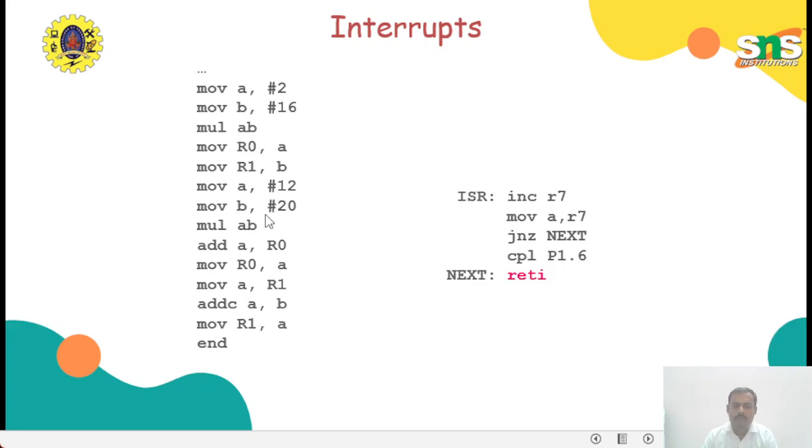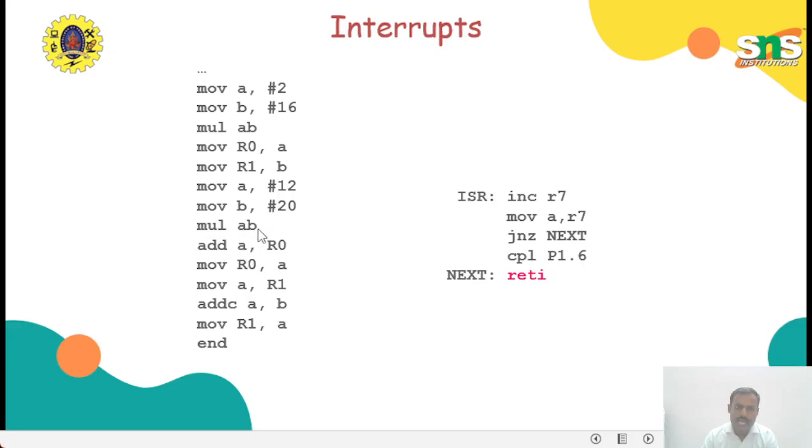Now I am going to perform another multiplication. Look at this: MOV A, #12, so 12 is moved to the accumulator, and MOV B, #20, this 20 is moved to the B register. Again I am going to perform the multiplication MUL AB. This 12 and 20 will be multiplied. After multiplication, the results will be available in both the accumulator and B registers.